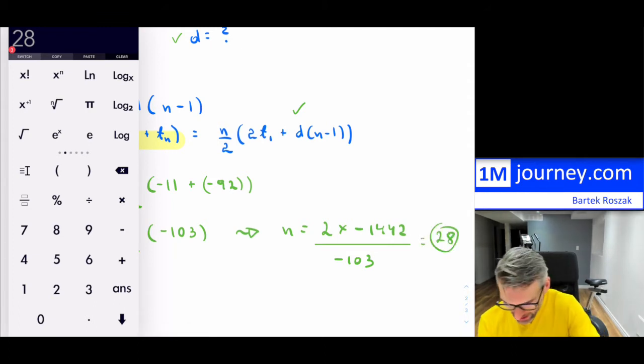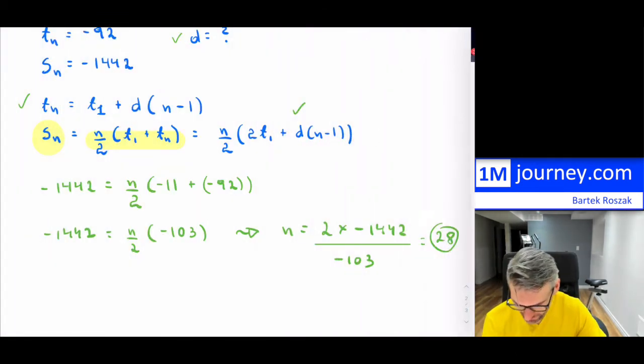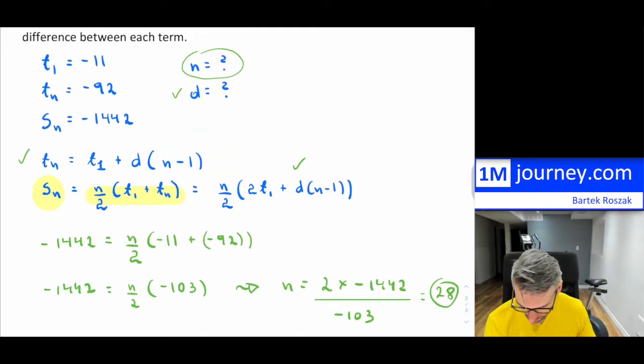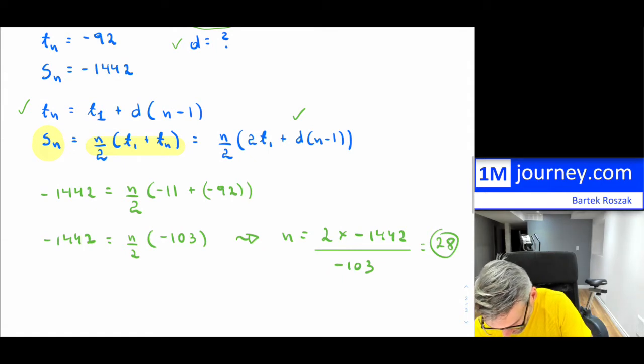Okay, so we have 28 terms in here. So that's n. Now finding the difference between them. So I'll use this one. I think this one is easier now that I know n. So Tn is 92. I'm just substituting it back in.